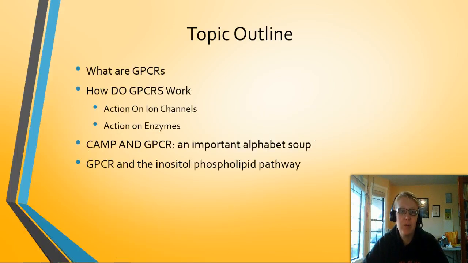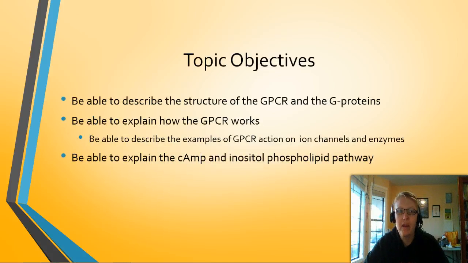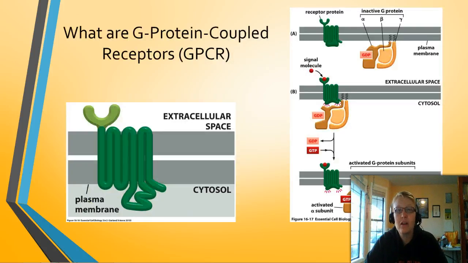So this topic, we're going to talk about what GPCRs are, what they do, and then we're going to talk about some examples of how GPCRs work. Here are our topic objectives. There are only 4 of them, but they're kind of tricky because they're very broad. I basically need you to know the main processes and the main functions of everything we're going to talk about here with GPCRs. So what is a G protein coupled receptor?